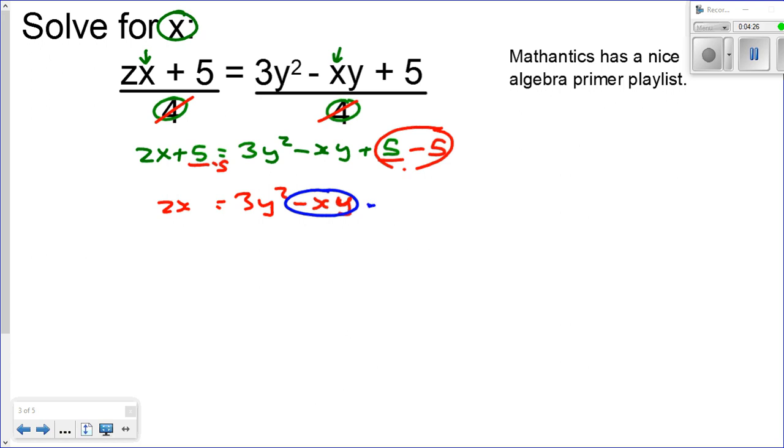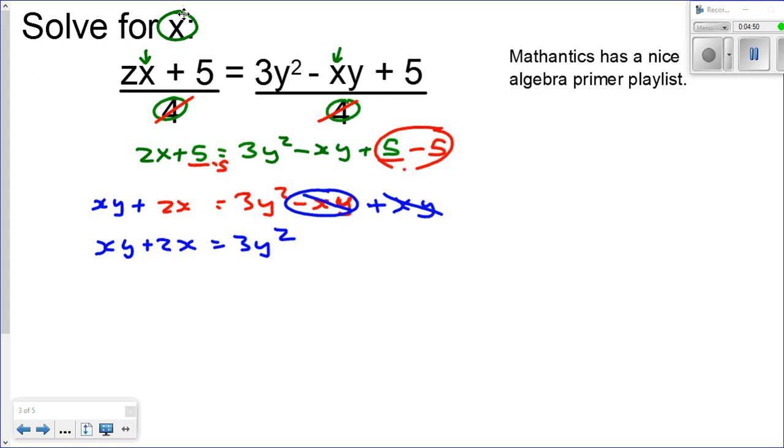Let's try that again. And if we're doing that, then we have to add it on the other side. I'm going to do it backwards over here so it fits. So now on the left side, we're going to have xy plus zx equals 3y squared, because the minus xy and the plus xy are going to cancel each other out, and that disappears.